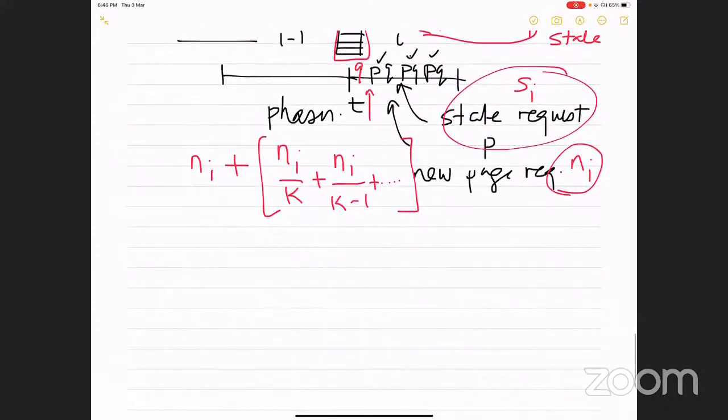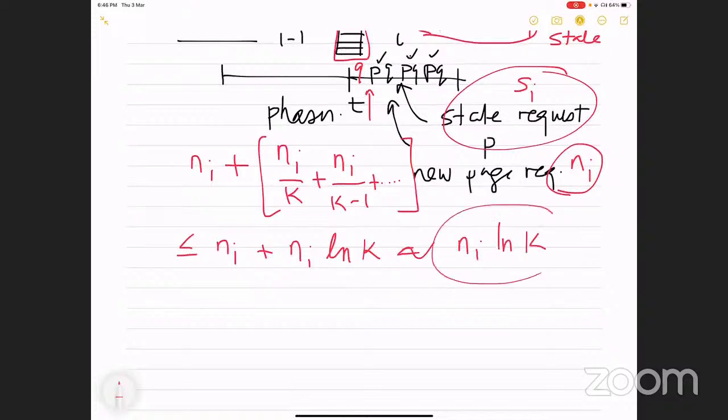If you do this calculation, this turns out to be at most Ni plus Ni times the harmonic series for K, so log K. So roughly Ni log K. So this is the expected number of cache misses during a phase. This is where I'm using the randomization property, the expected number of cache misses. I should say Ni plus 1 because Ni could be 0, but ignoring that.